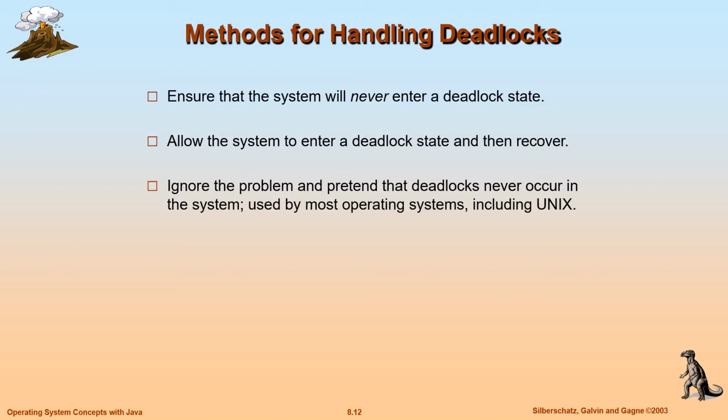Methods for handling deadlocks. Ensure that the system will never enter a deadlock state. Or allow the system to enter a deadlock state and then recover. Or ignore the problem and pretend that deadlocks never occur in the system. This is the approach used by most operating systems, including Unix.